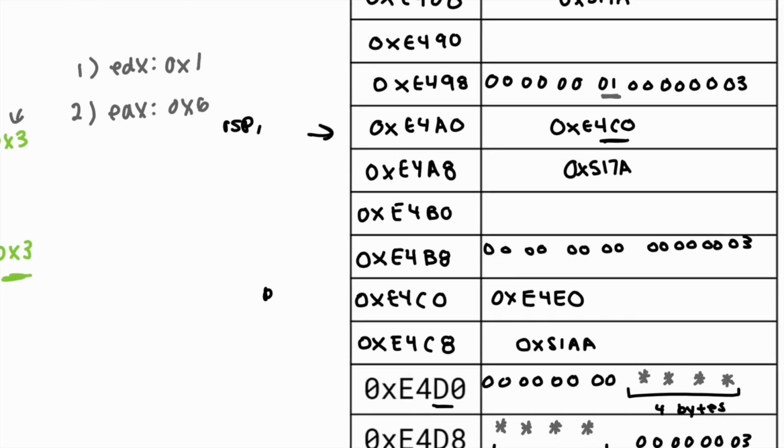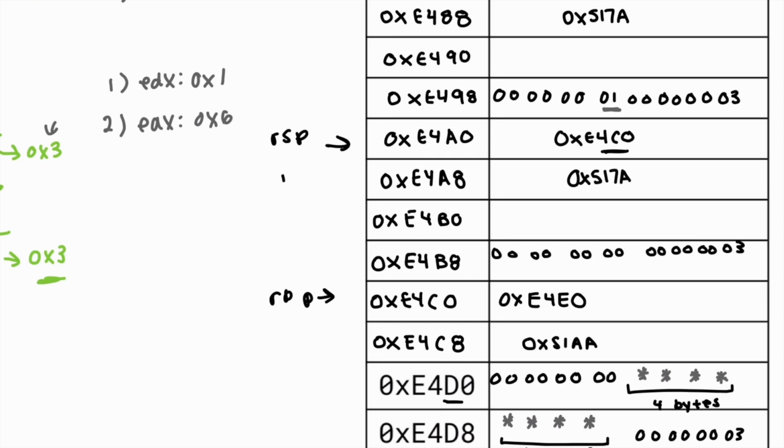RSP goes down here. We add 8. Then when we get to our ret instruction, we add 8 again. We go 8 bytes down. We find this address, and then we go perform that one last time.